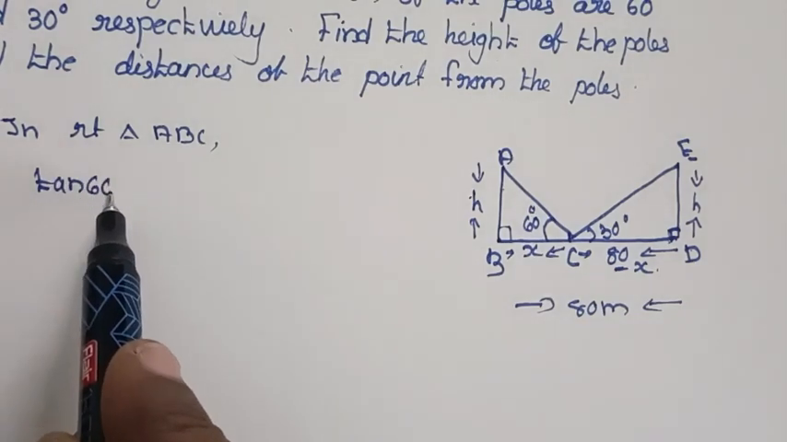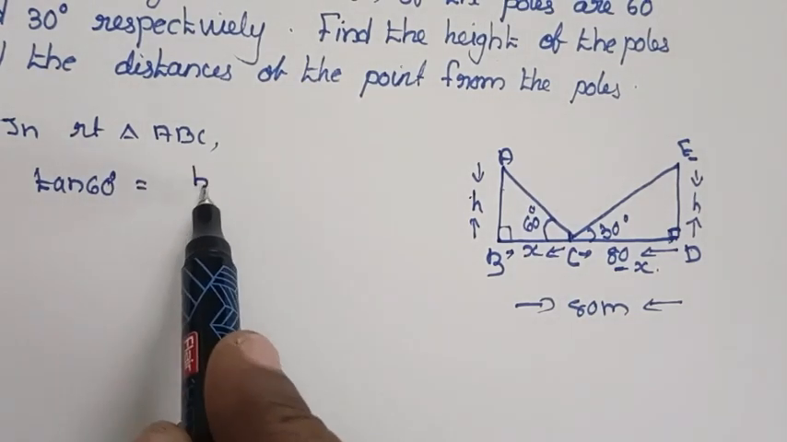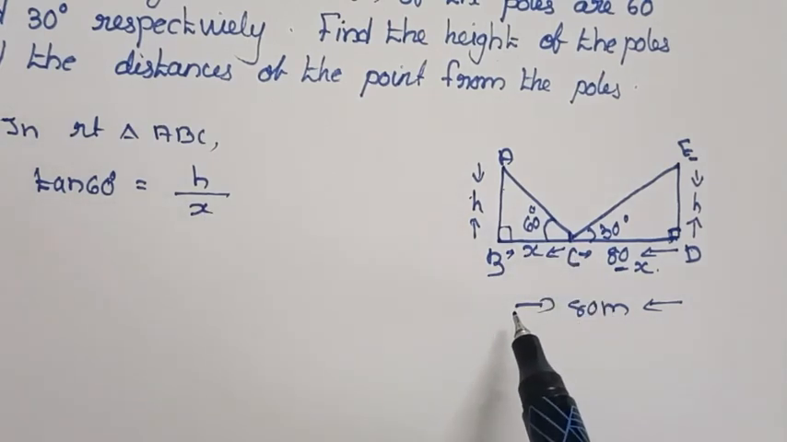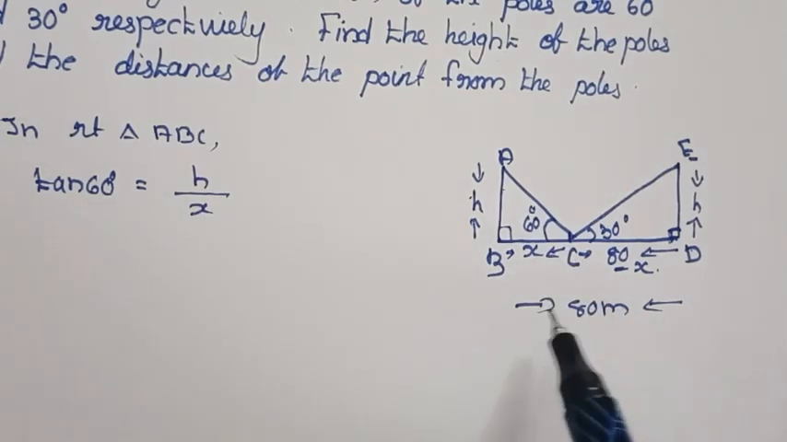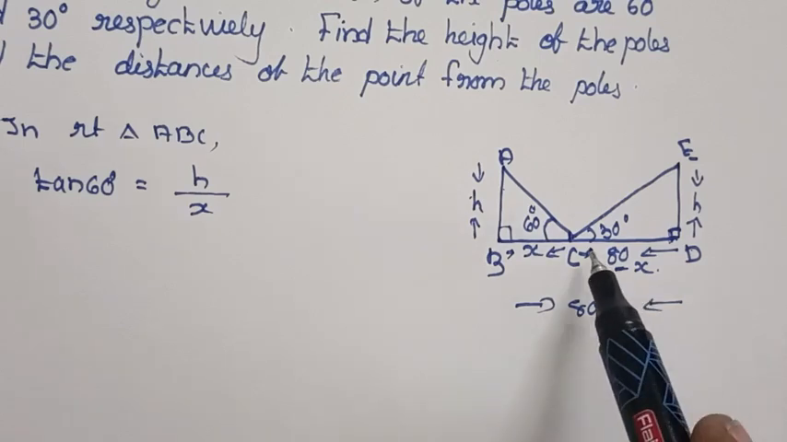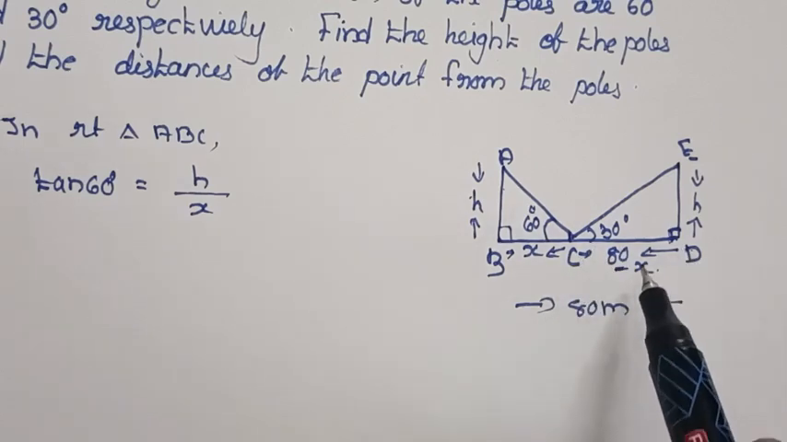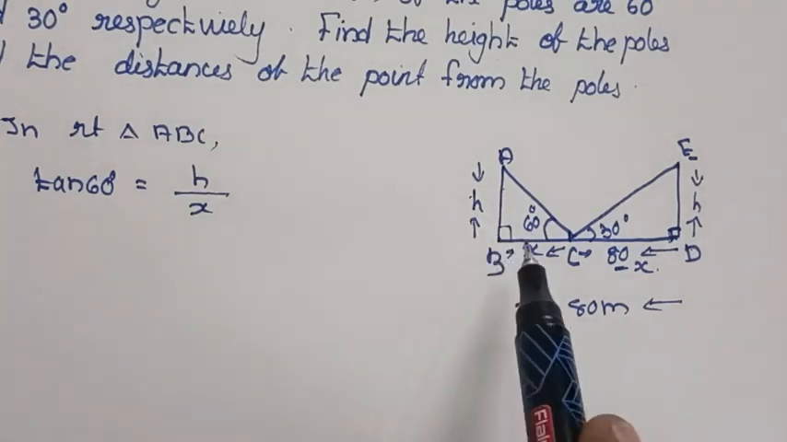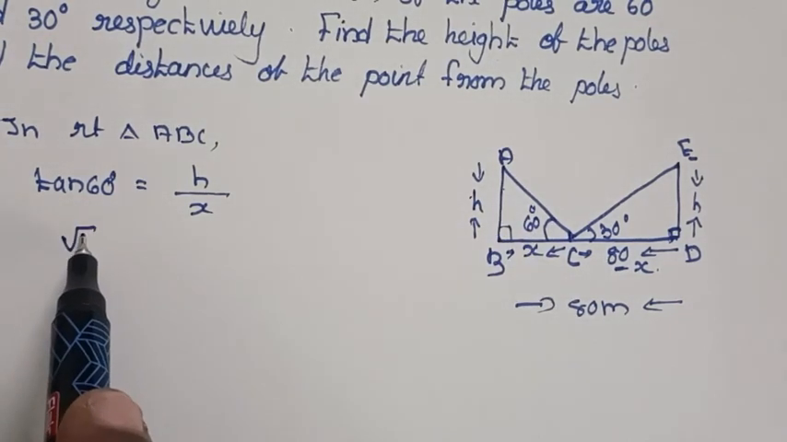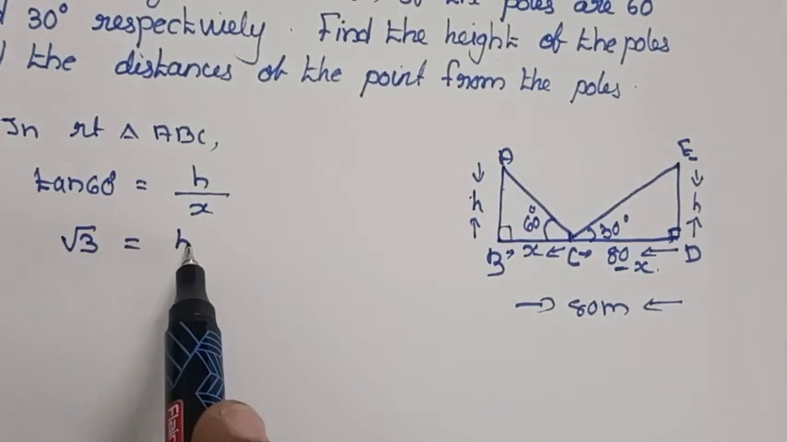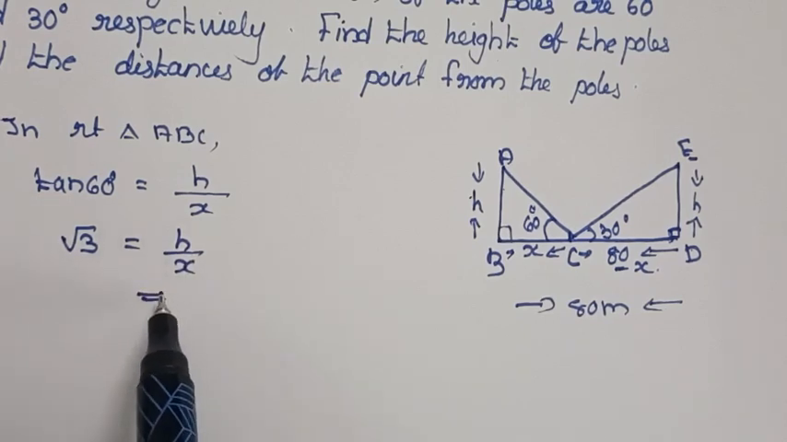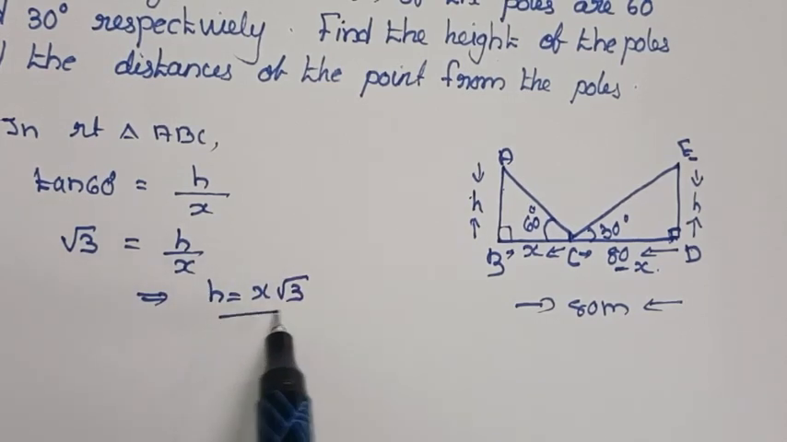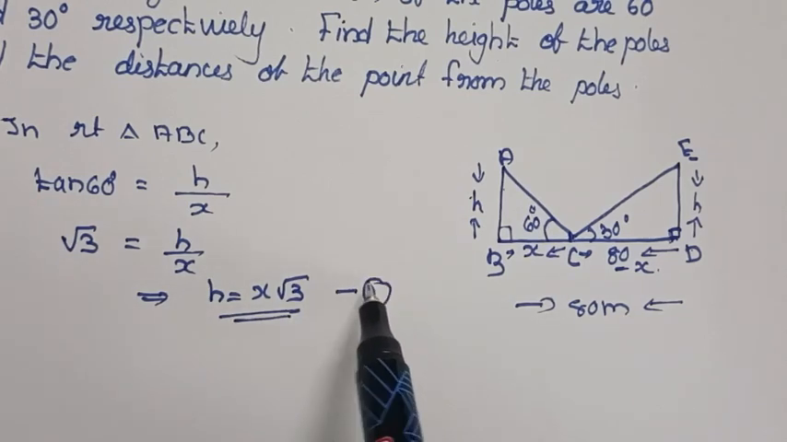Tan 60 degrees equal to opposite side h by adjacent side x. Here we are taking x. Therefore, total width of the road equal to 80 meters given, so remaining equal to 80 minus x. So tan 60 equal to h by x. Tan 60 equal to root 3. Root 3 equal to h by x. From that we get h equal to x root 3 after cross multiplying, isn't it? We can number this equation as 1.